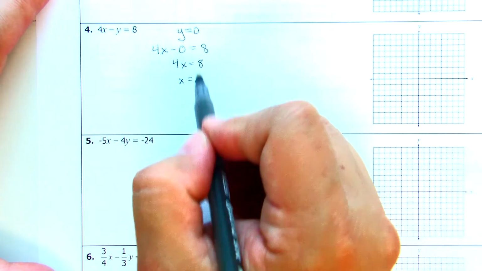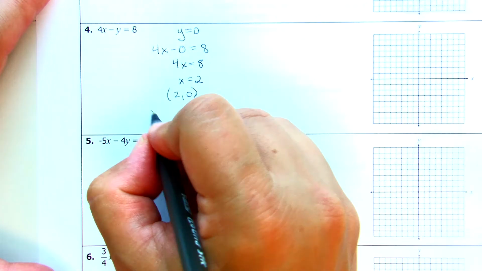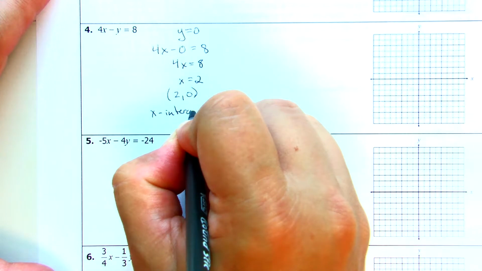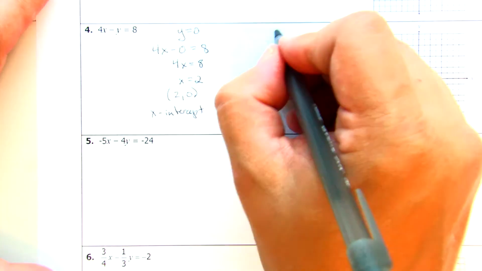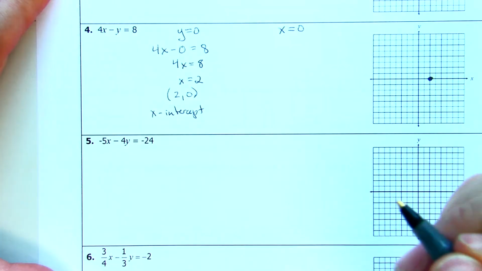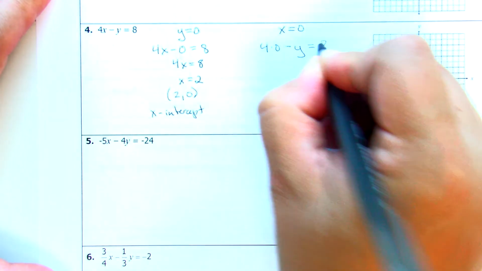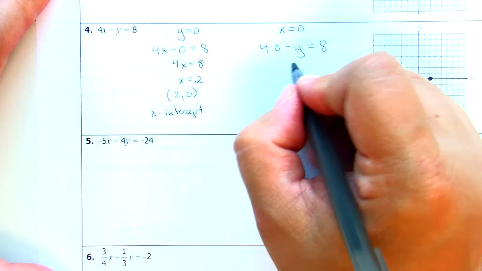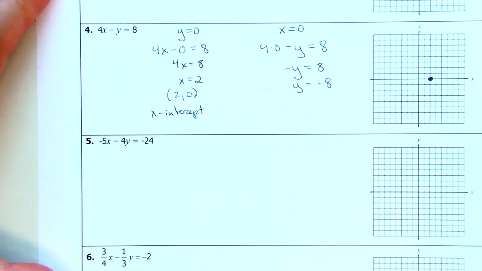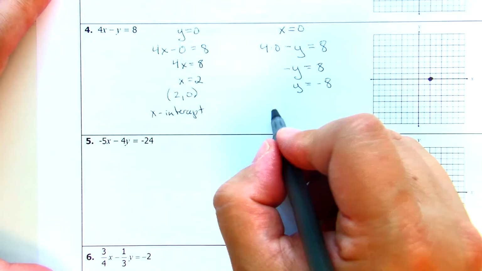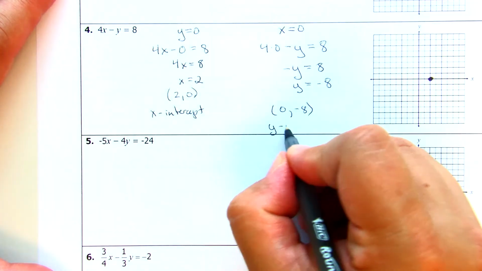So when Y is 0, X is 2. So that means I have a point at (2, 0), and that's going to be my X-intercept. It's going to be right here, (2, 0). Okay, now we'll set X equal to 0 and substitute. 4 times 0 minus Y equals 8. 4 times 0 is 0, so negative Y equals 8, which means Y is negative 8. It tells me that when X is 0, Y is negative 8, so (0, -8). And that is going to be my Y-intercept.